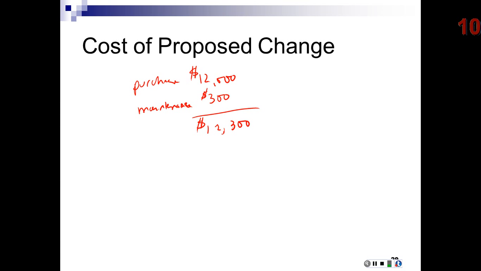On the cost of proposed change, of course, any big piece of equipment will be expensive, but OSHA estimates that the average ergonomic change is only $250. And so this needn't be a big cost.